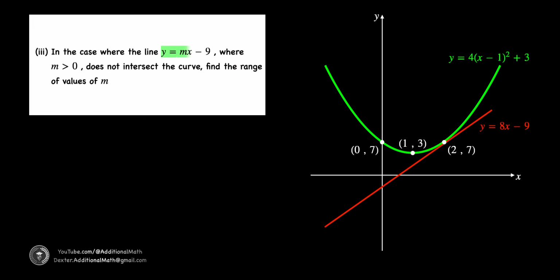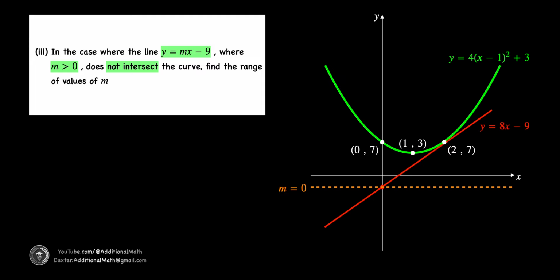In part 3, we have to find the range of values of m where the linear equation does not intersect the curve. For the linear equation y equals mx minus 9, the vertical intercept of negative 9 is fixed and this shouldn't change. This leaves us with only one component of the linear equation, that is the gradient m. We will now change the gradient of the straight line about the vertical intercept (0, negative 9). If the gradient m is equal to 0, it will be a horizontal straight line y equals negative 9. Here, we can tell that there is no intersection with the quadratic curve.